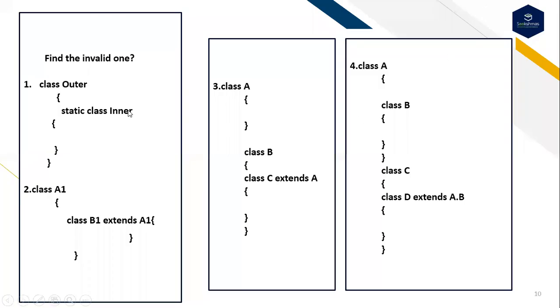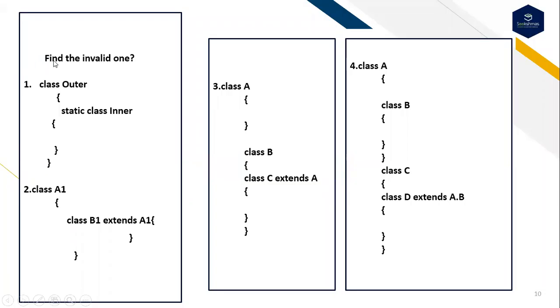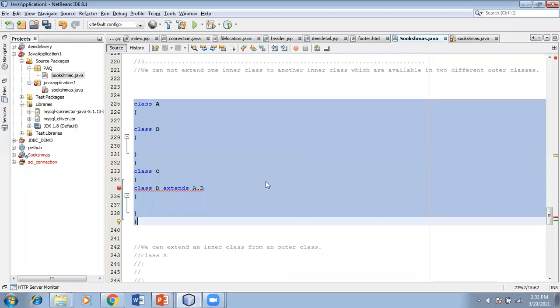Next question, find out the valid one. Class outer, static inner class. The second one is class A1, class B1 extends A1. The third one is class A and class B, and class C extends A. And the fourth option is class A and class B and class C. Class D extends A dot B, outer dot inner. Here we need to find out the valid one. Sorry, we have to find out the invalid one here. This is the fourth option. This is the invalid one.